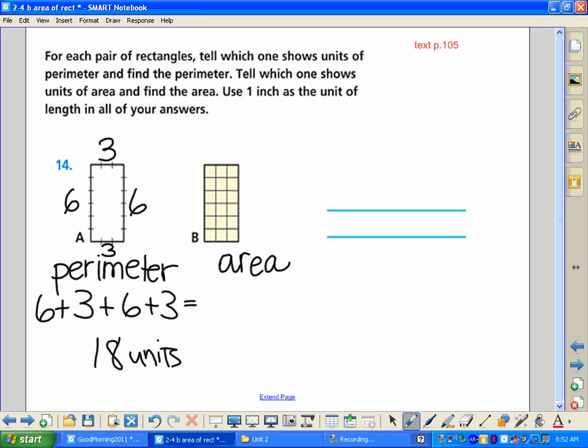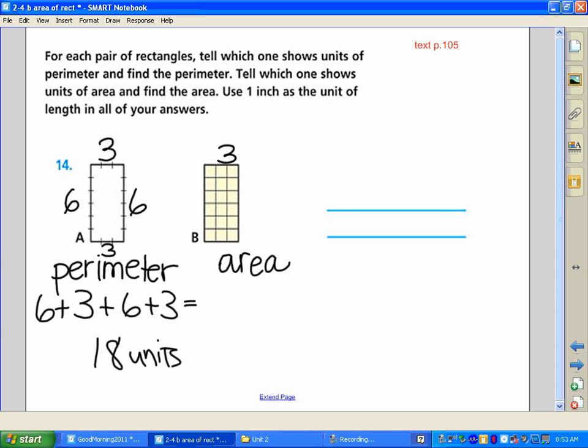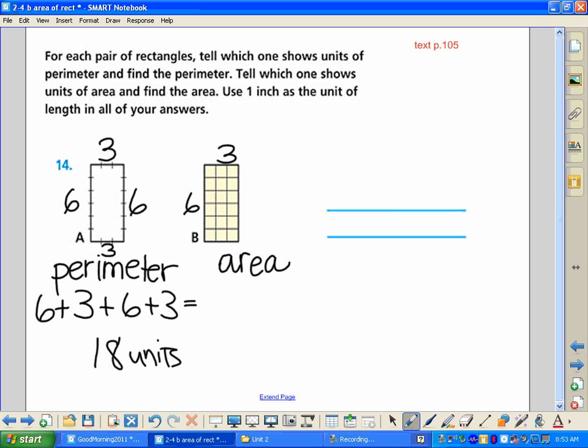Okay, let's do the area. How many was on the top? 3. How many is on the side? 6. 1, 2, 3, 4, 5, 6. So how do I find area? Multiply. 3 times 6 is 18 square units. They didn't tell me a unit.